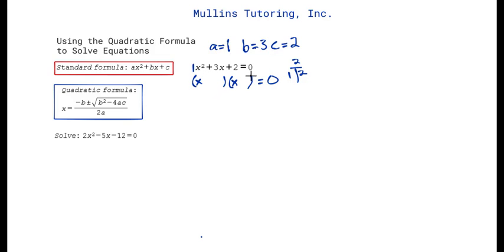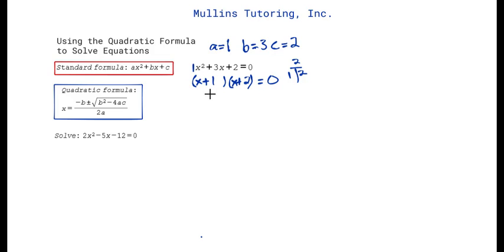This is going to be plus 1 and plus 2, and it can go in either order. And when I would do this in reverse, x times x is x squared, x times 2 is 2x, 1 times x is 1x, and 1 times 2 is 2, and 1x plus 2x gives me that 3x.